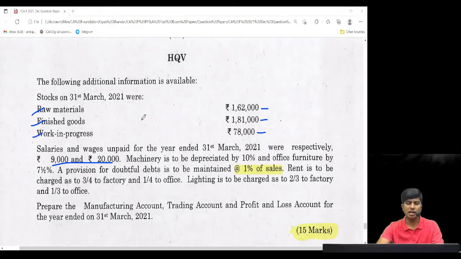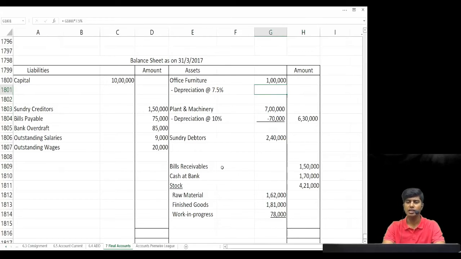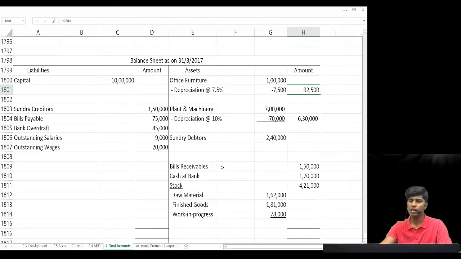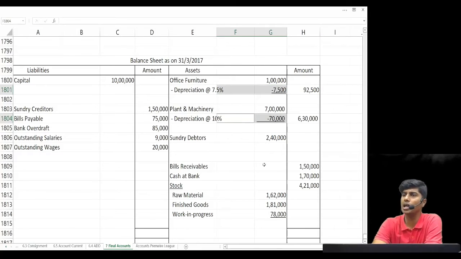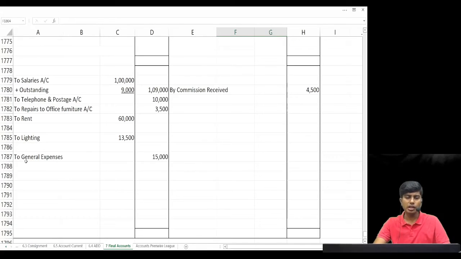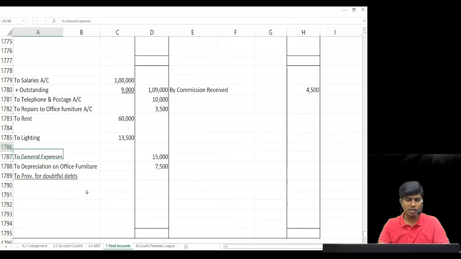Understood? What's after that? Machinery is to be depreciated by 10%. Office furniture by 7.5%. Office furniture less depreciation 7.5. Plant and machinery 10%. This is 6,30,000, so 70,000 at 10%? Easy, no? 7,500, 92,500. But total depreciation of 7,500 plus 70,000 is expense. It should appear in P&L account debit side. So let's write in P&L account debit side to depreciation 77,500. Come to P&L account. Here below general expense, I'll write to depreciation on office furniture 7,500, to depreciation on one more item is there.